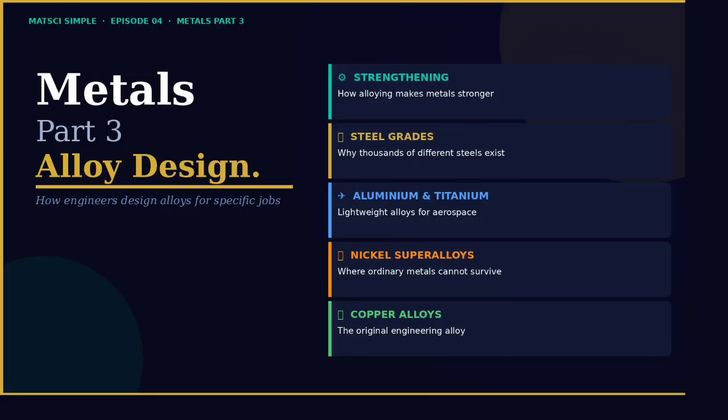Alloy design. Welcome back. Today we are covering alloy design, why there are thousands of different metal alloys, and how engineers choose the right one for the right job. We will look at 4 ways to make metals stronger, then move through steel grades, aluminium, titanium, nickel and copper alloys, and finish with real engineering case studies.